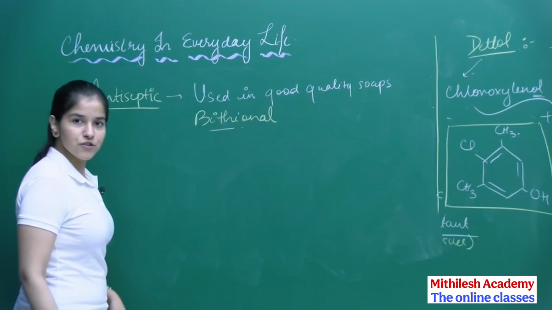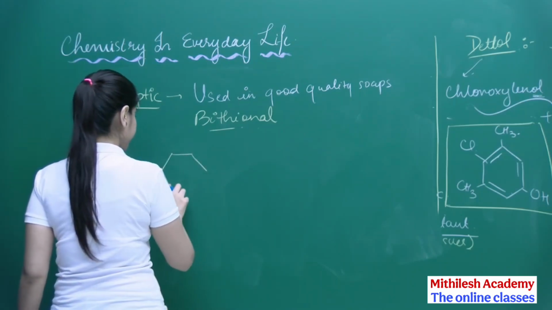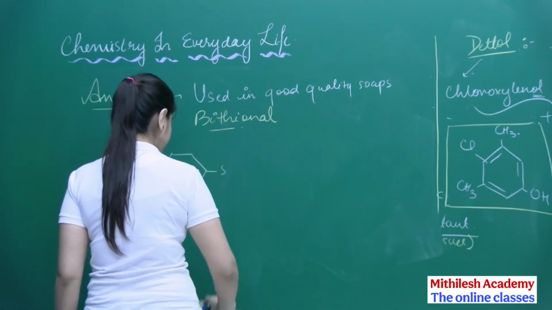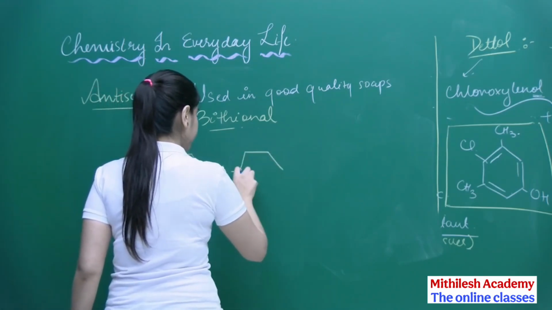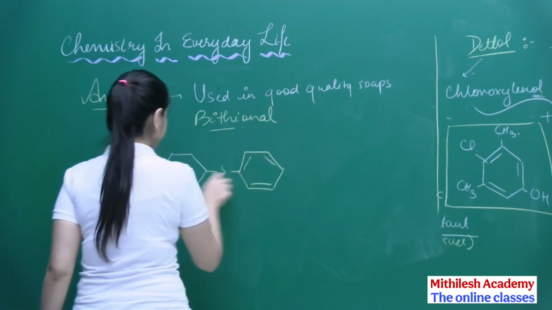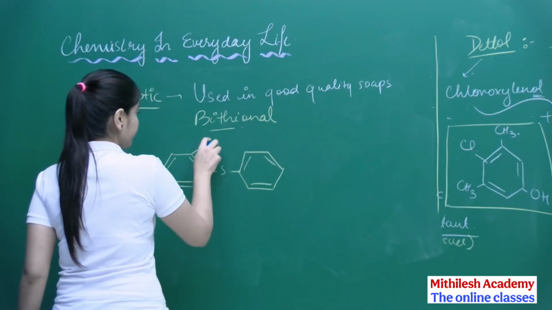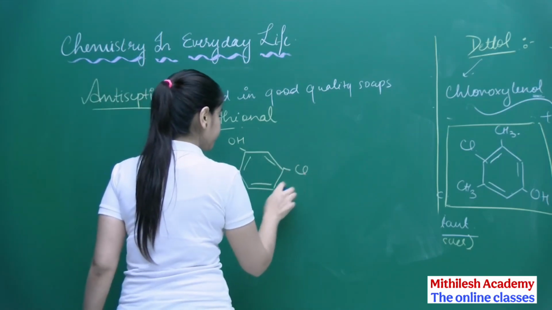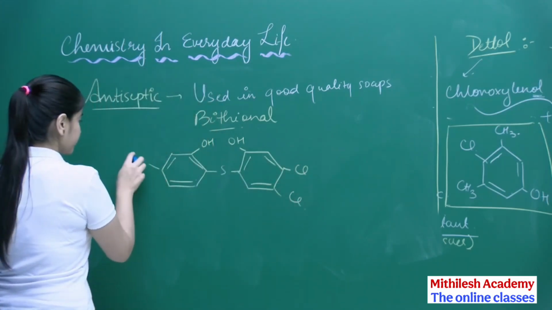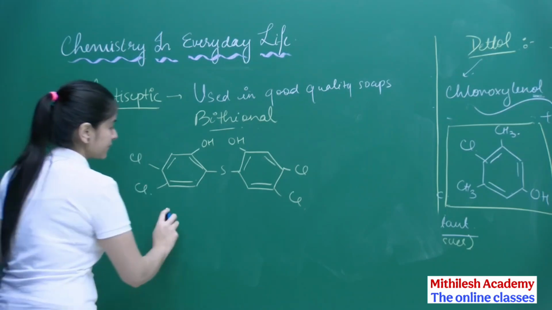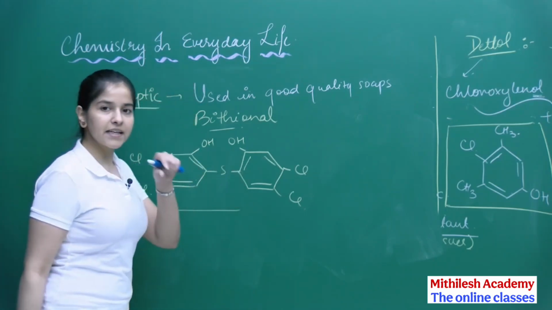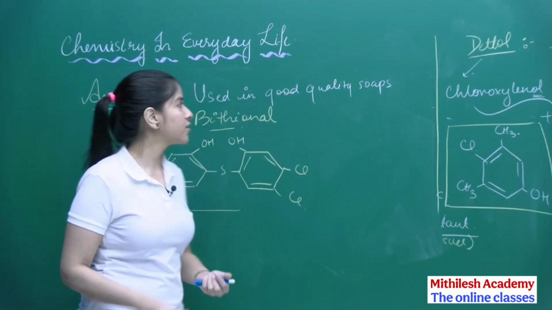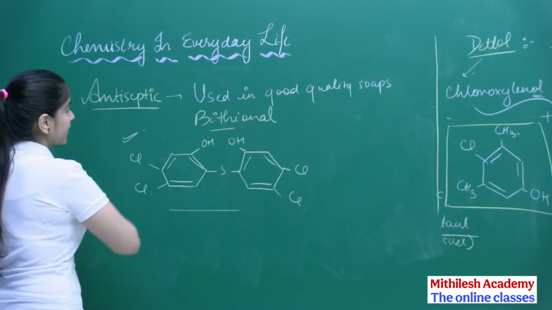Now let us draw the structure for the Bithionol. A structure something like this, having a sulfur in between. So that is what Bithionol is. And this very compound is added in soaps. It is safe for the skin, it is safe for our external use. So that is what another kind of antiseptic is.